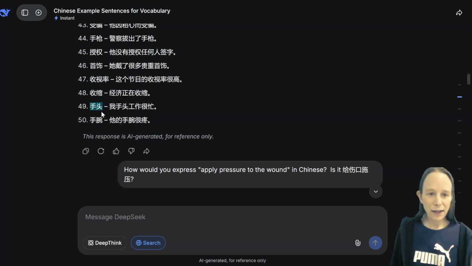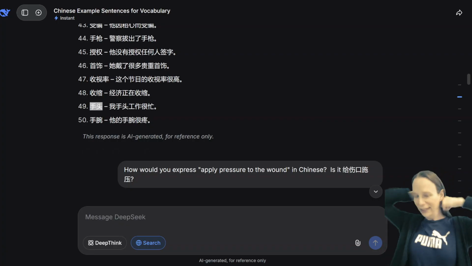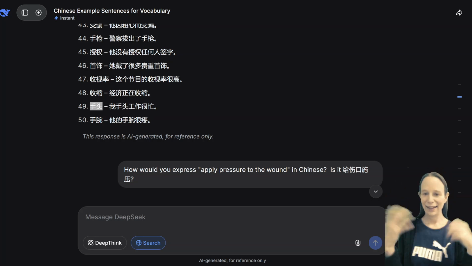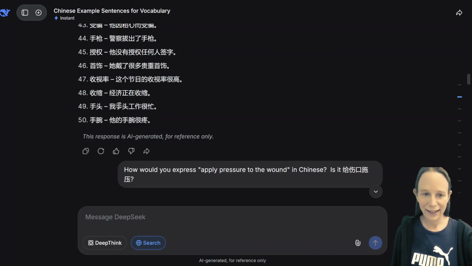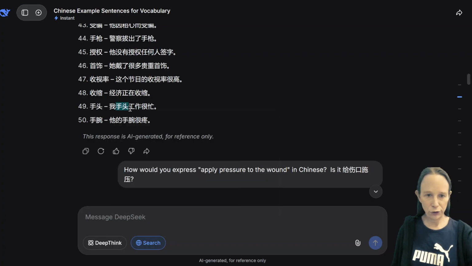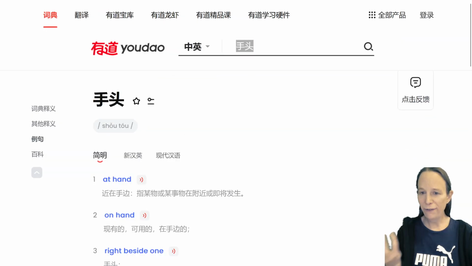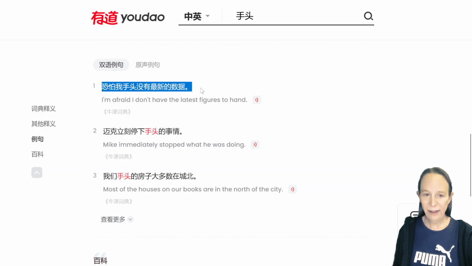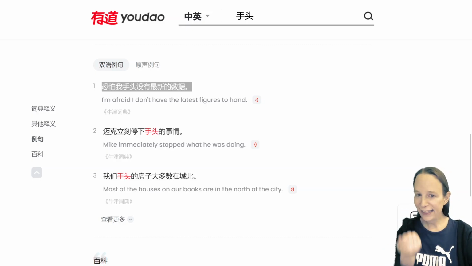Let's continue. 手头. Oh, 手头 is, okay, literally it means hand, head. I think it means something like at hand. 我手头工作很忙. Not exactly what I was thinking. Yeah, it is at hand. 手头. But what does it mean here? 手头工作很忙, at hand. So like you have your mobile phone at hand, something like this. That was my interpretation. 恐怕我手头没有最新的数据. I don't have the latest data at hand.